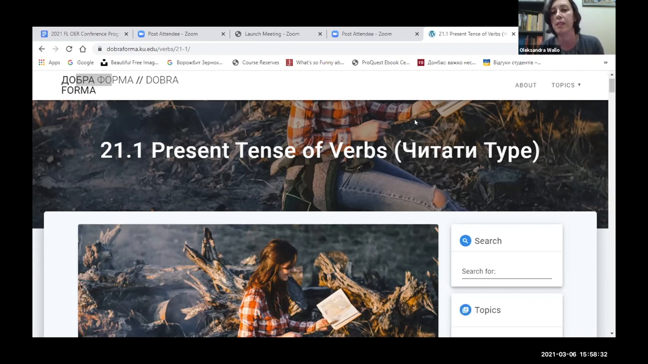The focus really is on acquiring grammar, not acquiring vocabulary. Although the hope is, of course, that as you complete more and more of these modules, you will also internalize some of this vocabulary as well.